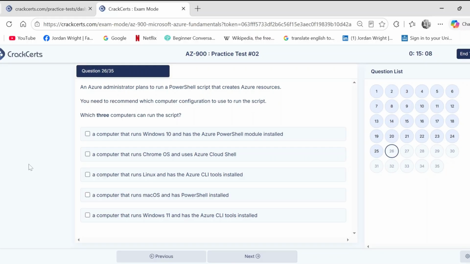Now you need to pick three options here. Yeah, this one is difficult. The funny thing is that even if you get one right, you get your score for it. So don't be scared. Number 3 should be the Linux with the Azure CLI tools installed. And then Windows. That's a tricky one. A computer that runs Chrome OS and uses Azure Cloud Shell.